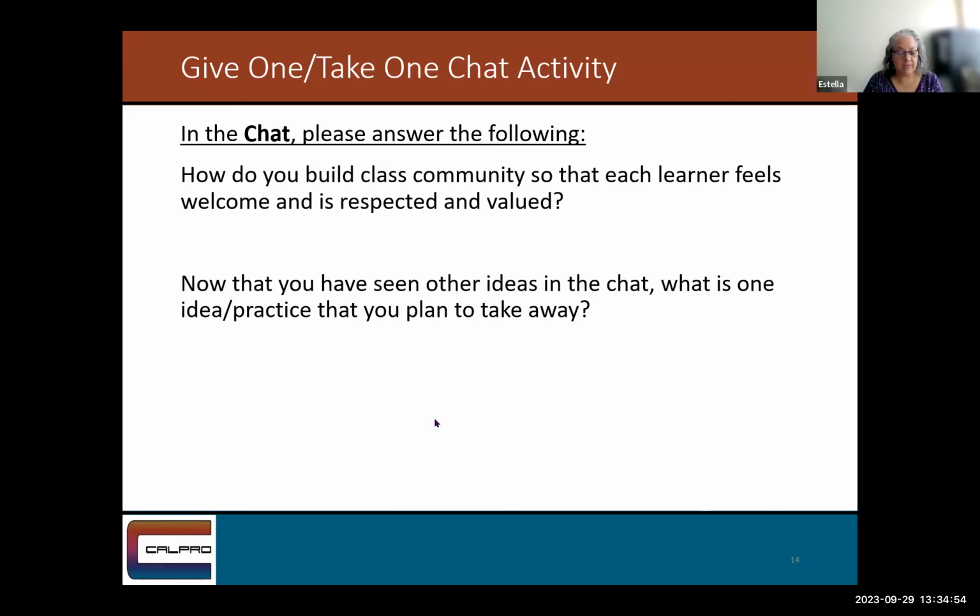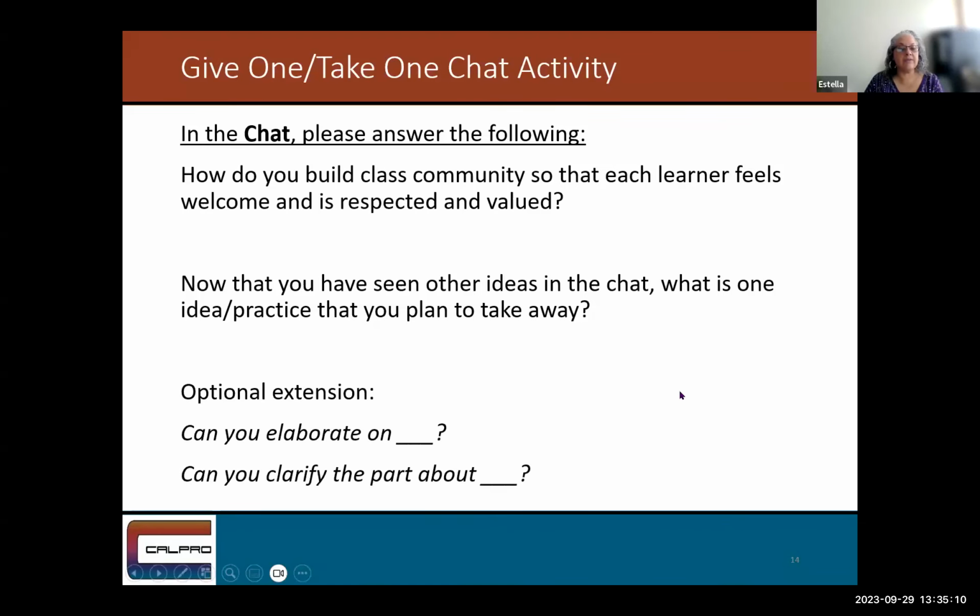If you use the give one, take one activity in your class, you may want to take time to practice the language first that they will need in order to be able to participate in this activity. Also, additional questions can provide higher level students, for example, with more challenge, like, can you elaborate on, and can you clarify the part about, right?